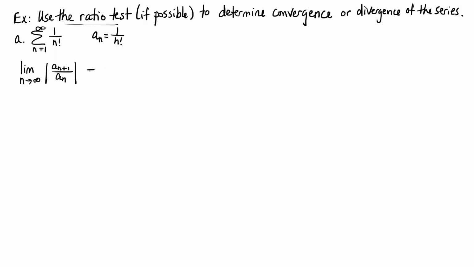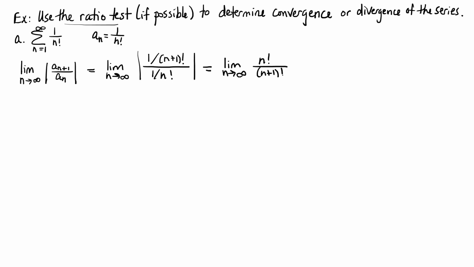So in this case, what would we have? We'd have the limit as n goes to infinity, and the a sub n plus 1, the n plus first term, is just going to be 1 over n plus 1 factorial. And the a sub n term would be 1 over n factorial. We want the absolute value of that, but remember n is positive, so we can drop the absolute values and divide that out. We're going to have the limit as n goes to infinity of n factorial over n plus 1 factorial.